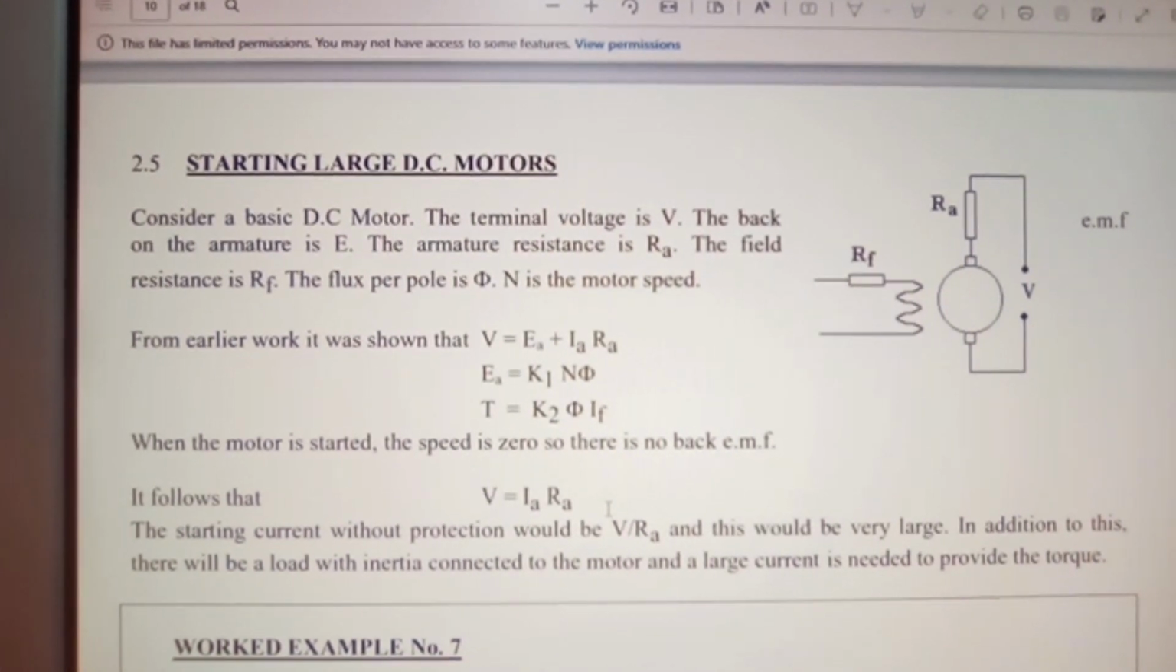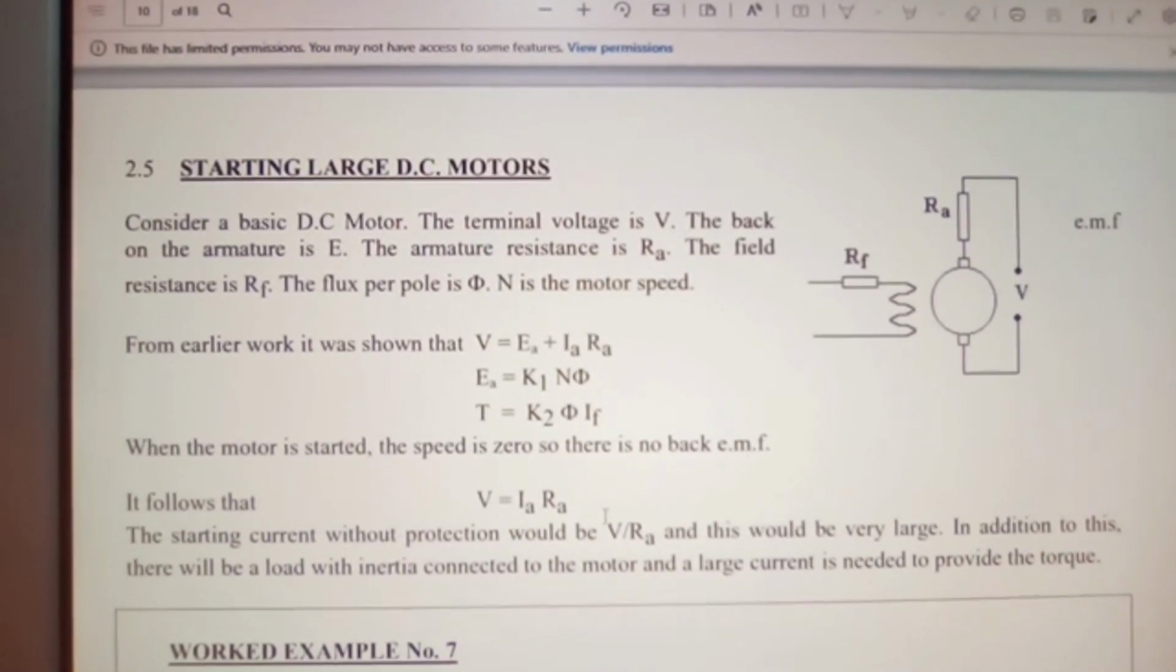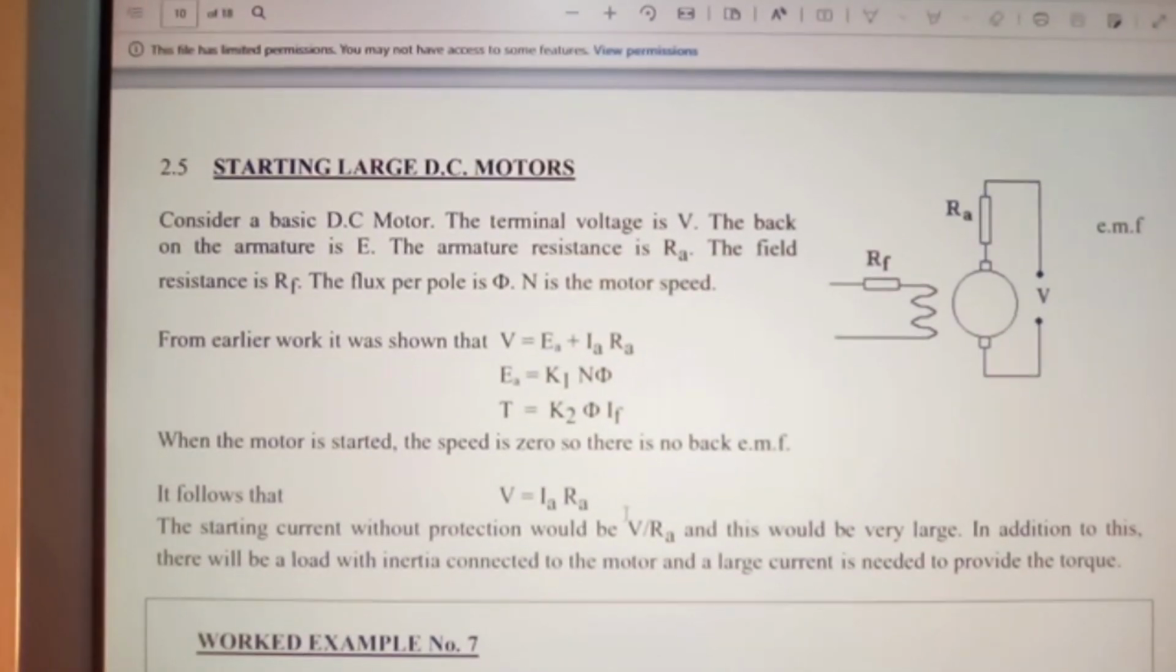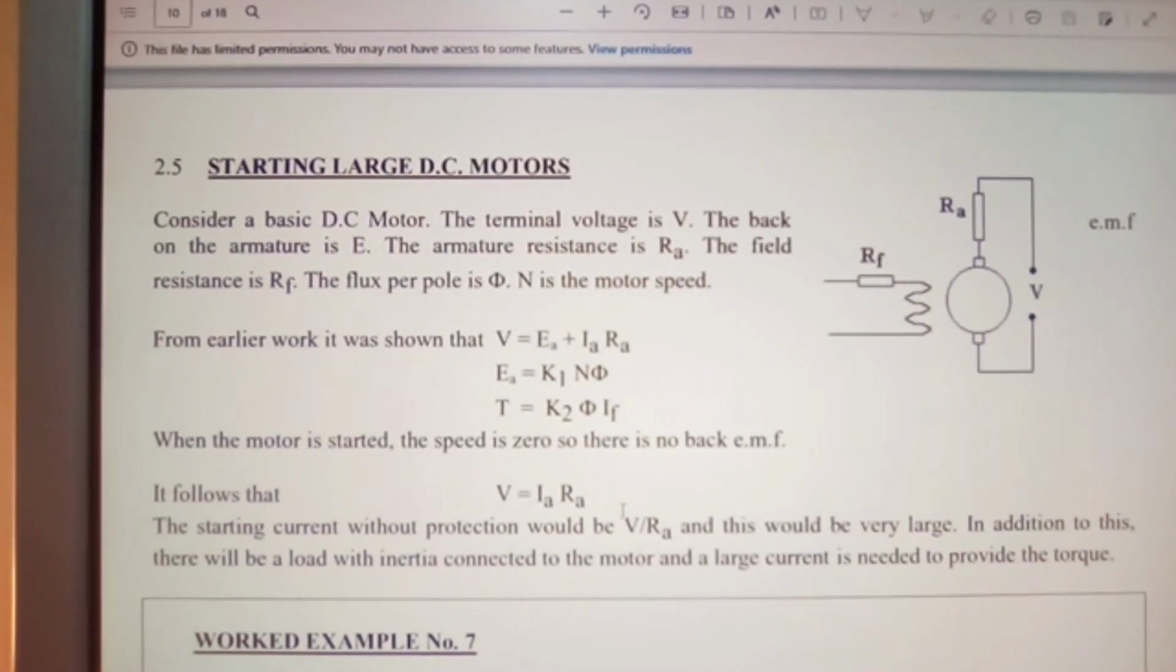Now here, what I'll be looking at is starting large DC motors. Because some motors are quite large, and believe me when I tell you that they will take quite a bit of power to start up. And these would normally be 3-phase motors.